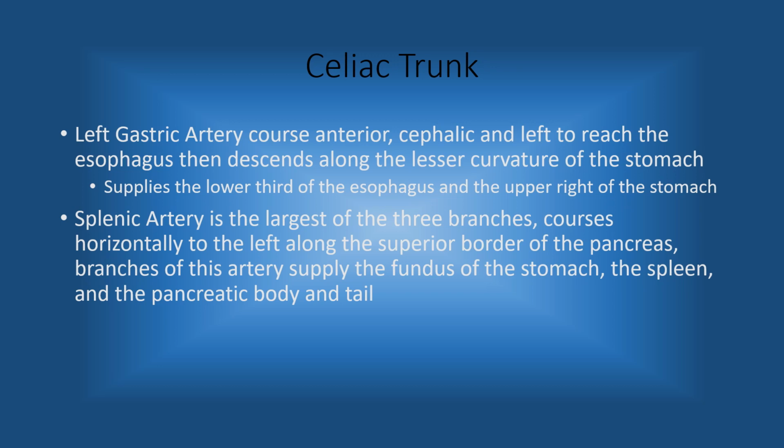Okay, so once it reaches the esophagus, it's going to descend along the lesser curvature of the stomach, and its job is to supply the lower third of the esophagus and the upper right of the stomach. Now the splenic artery, it's going to be the largest of the three branches. It's going to turn and go left horizontally along the superior border of the pancreas. It supplies the pancreatic body and tail, the spleen, and also the fundus of the stomach. This is a very tortuous, long vessel that has a number of branches as it heads towards the spleen.